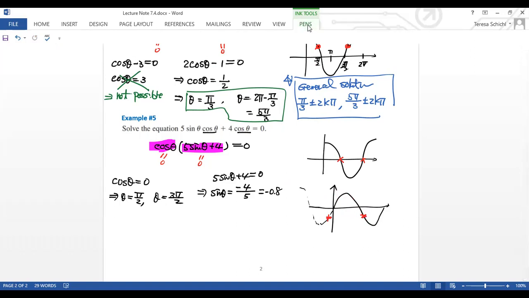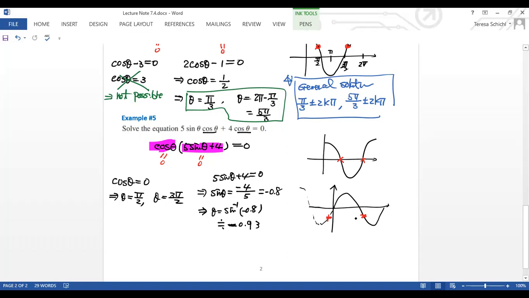Then you use your calculator and do the arc sine. So theta equals arc sine of negative 0.8. What is this angle they will give you? They will give you something very close to negative 0.93 here, right? So this angle is 0.93.